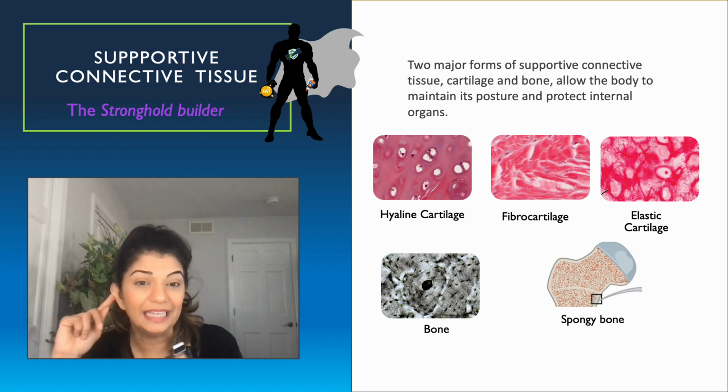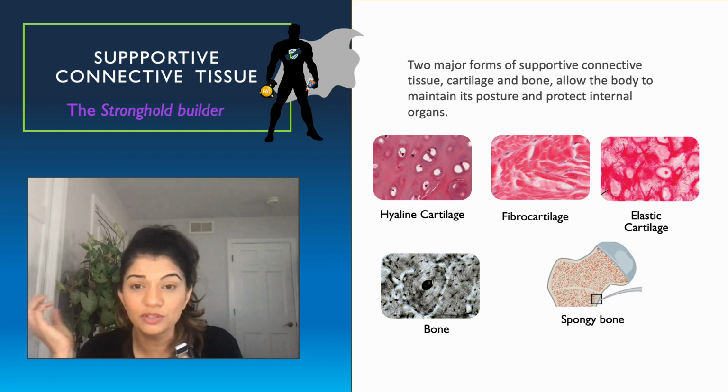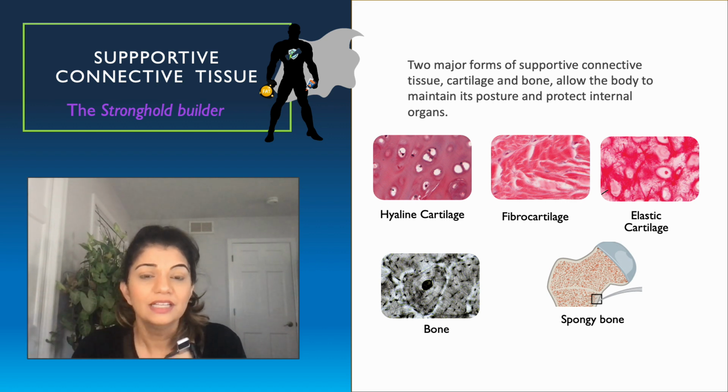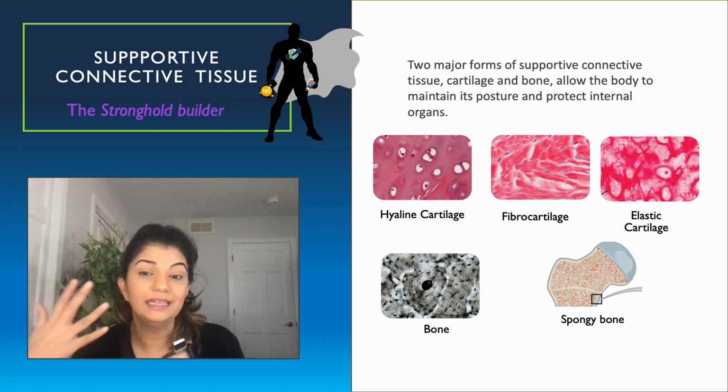It's actually your ear, right? Your ear, you can bend it in all sorts of directions, but then it sort of recoils back to its original shape. So the external ear contains elastic cartilage. That's really easy to remember.